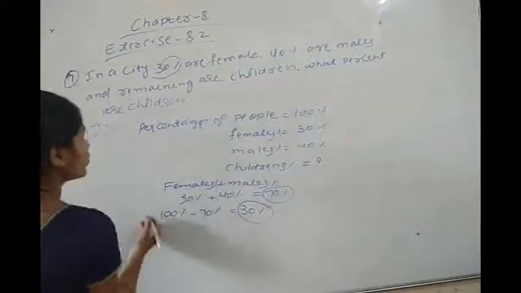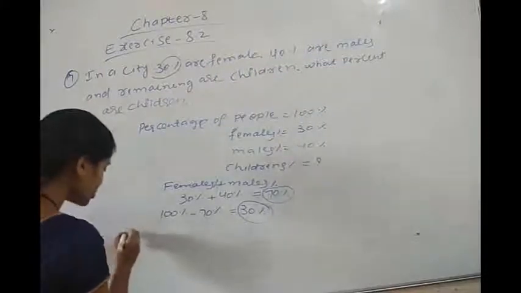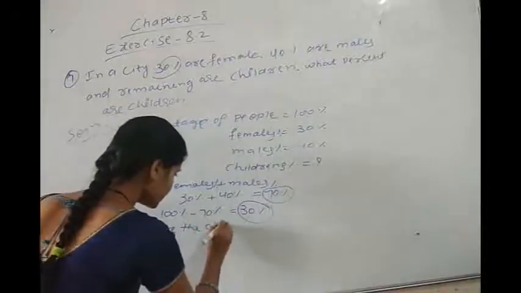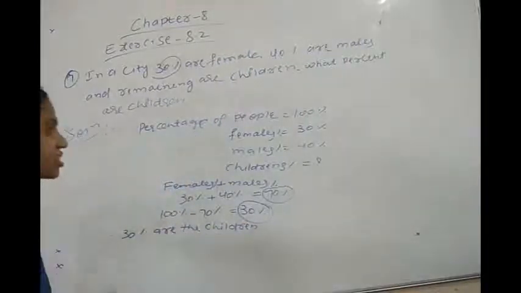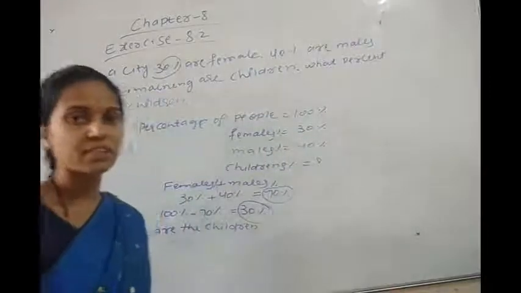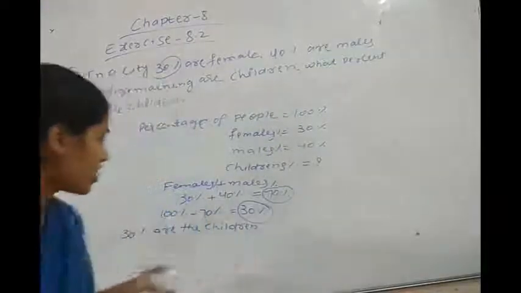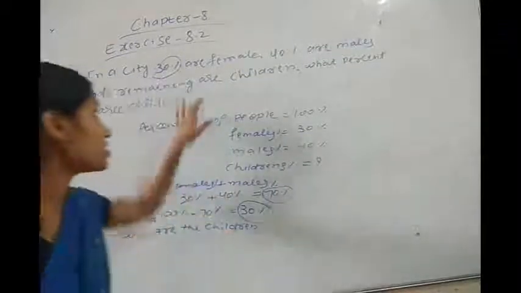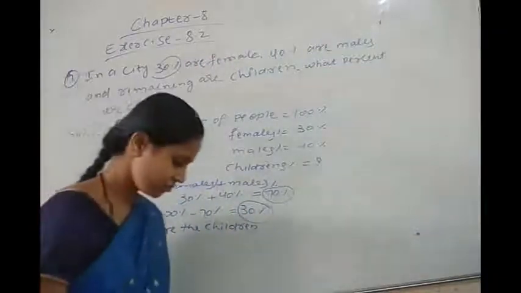Therefore, what conclusion will I write here? What percent are children? I will write the conclusion as 30% are children. In the city, 30% are children. Here, the percentage of females is also the same. That happens, you can get two percentages the same. Here we have 30% as the percentage of children and also of females. So this is question number 7.